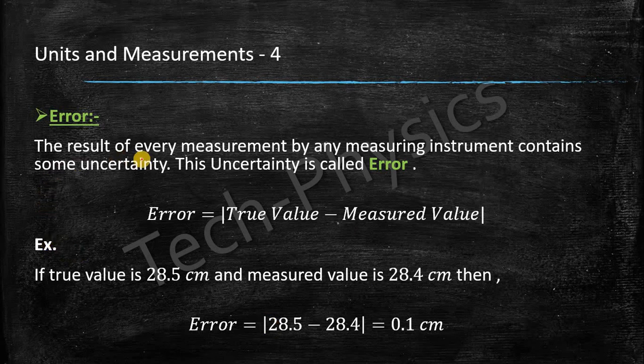Error. The result of every measurement by any measuring instrument contains some uncertainty. This uncertainty is called error. Mathematically, error can be written as magnitude of difference between true value and measured value. For example, if I have true value as 28.5 centimeter and measured value or observed value as 28.4 centimeter, then error will be magnitude of difference between 28.5 and 28.4, which is nothing but 0.1 centimeter. So in this case, error will be 0.1 centimeter.